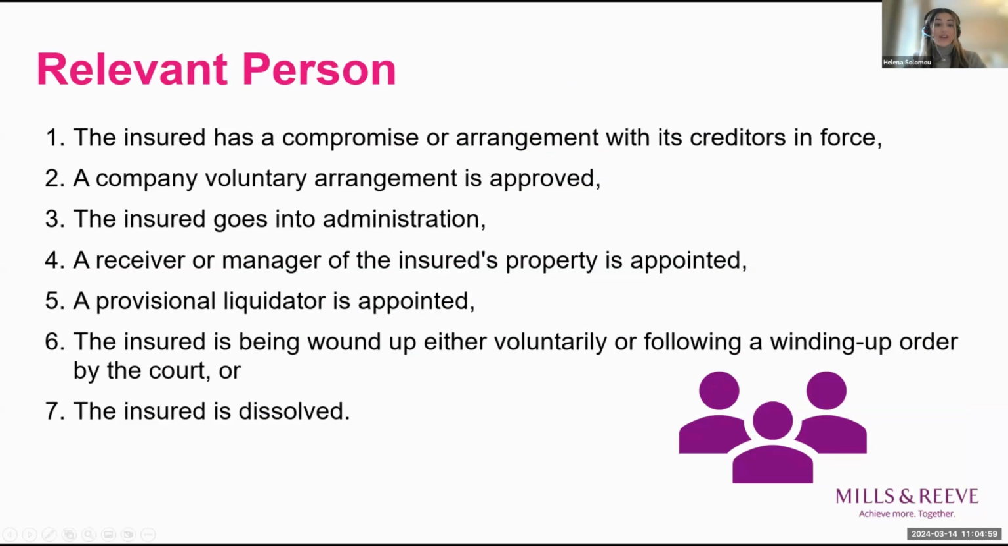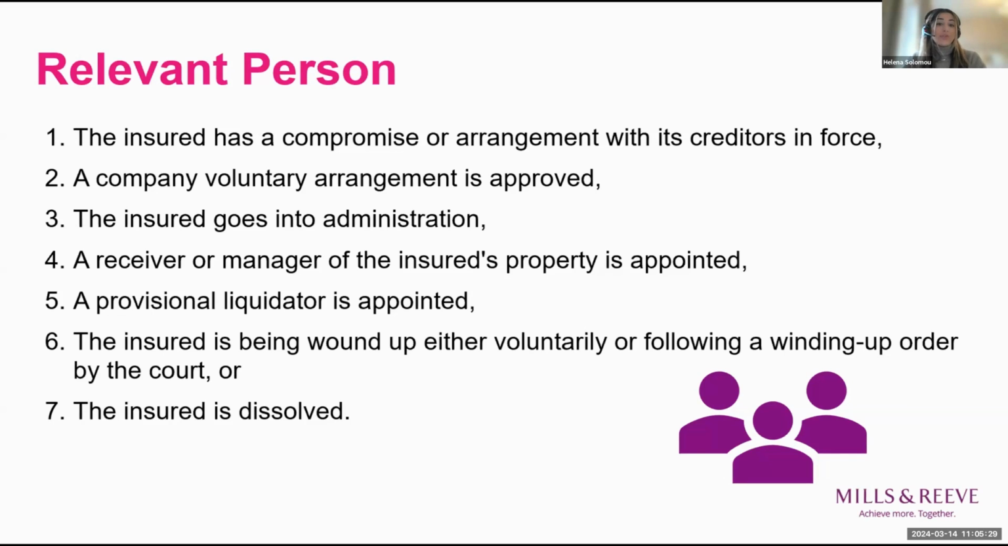So, who is the relevant person? Under Section 1 of the 2010 Act, the rights of the insured under the policy are transferred to the third party. The relevant person is an interesting phrase, and it is defined for both individuals and corporate entities. The relevant person does not necessarily only mean an insured that is insolvent, but the Act defines a relevant person under Section 4 and Section 6.